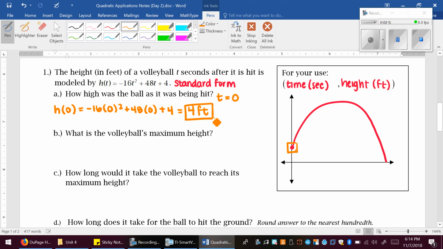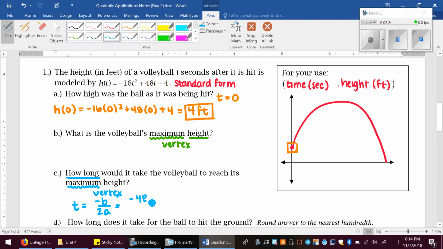Part B says, what is the volleyball's maximum height? Key word there is maximum. We know we're looking for a vertex, but it's asking for the maximum height, and we wrote down that height is the y value. So I'm going to take a look ahead. And part C is also asking for a maximum, which is the vertex. But part C says how long, which is our x coordinate of time. So I'm going to do part C first. I'm going to find time by using the formula negative b over 2a.